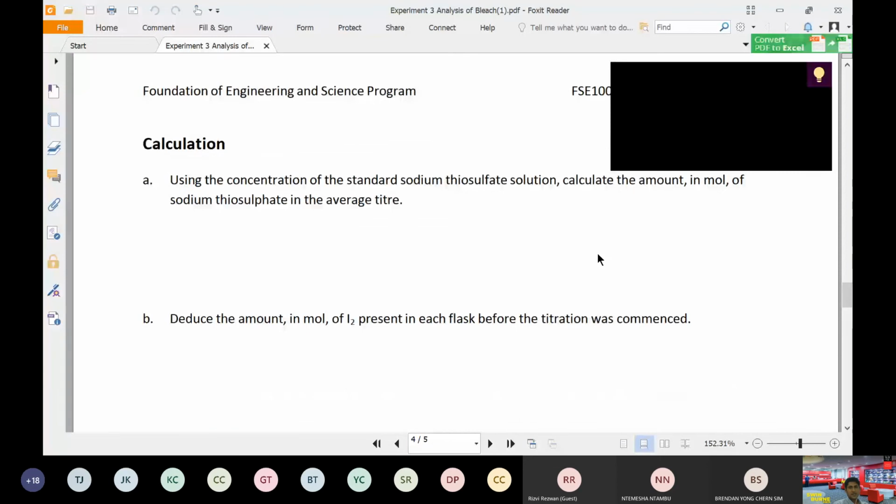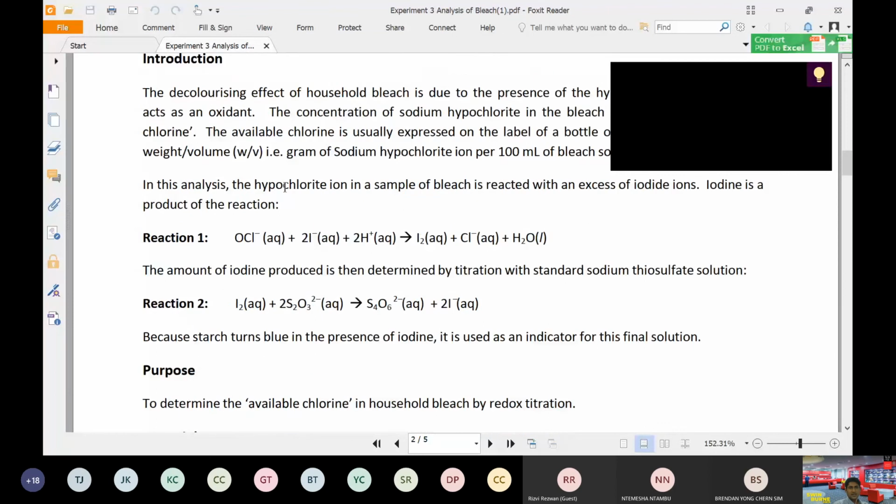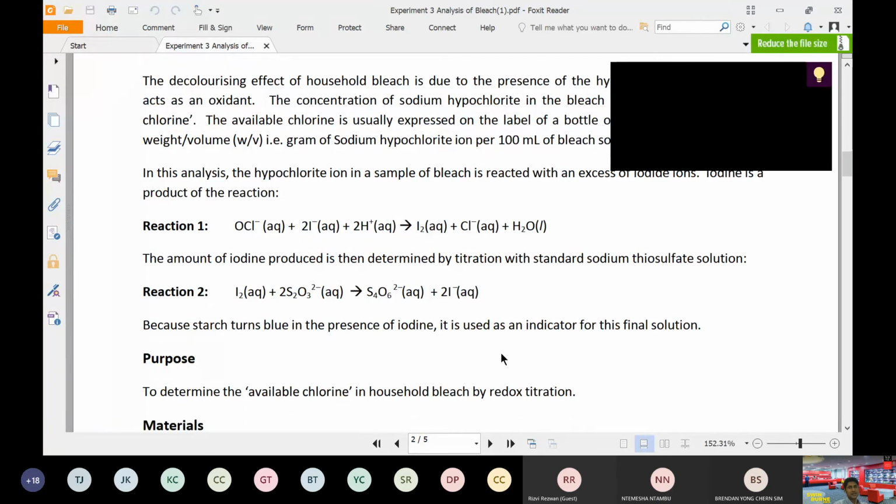So 5 milliliters of potassium iodide means how many moles? Actually, I am telling you everything; I shouldn't be telling all these things. According to this reaction, how many moles of hypochlorite ion could there be? It's not final yet because we have not done the titration. The potassium iodide was added in excess, so we cannot just rely on the number of moles of potassium iodide and say that exactly that amount, or half of it, of hypochlorite ion is there.